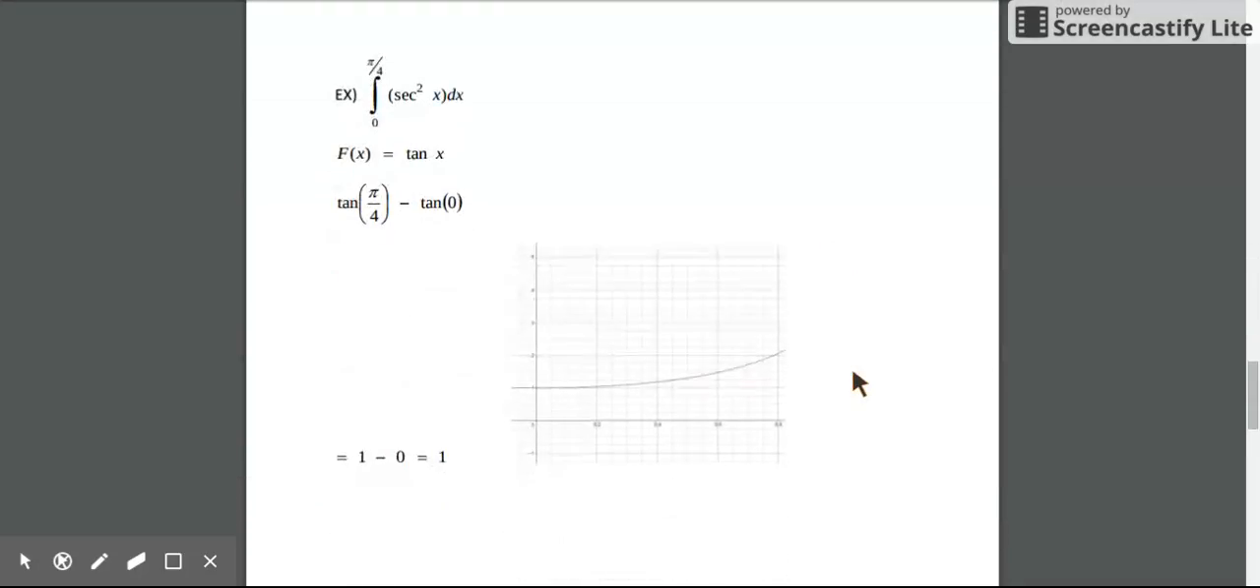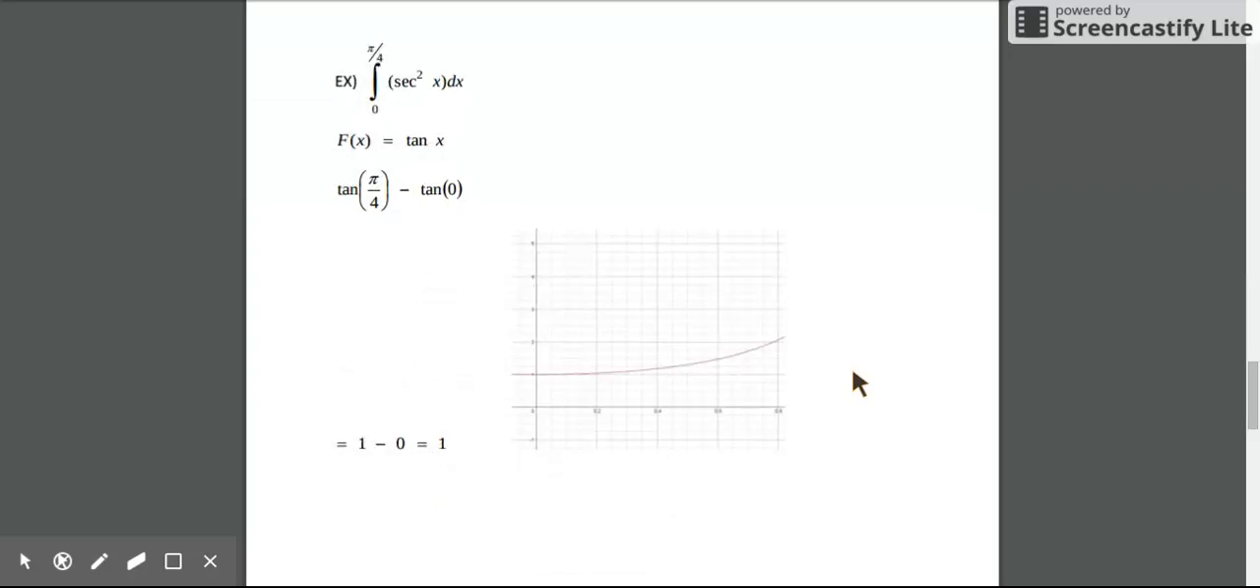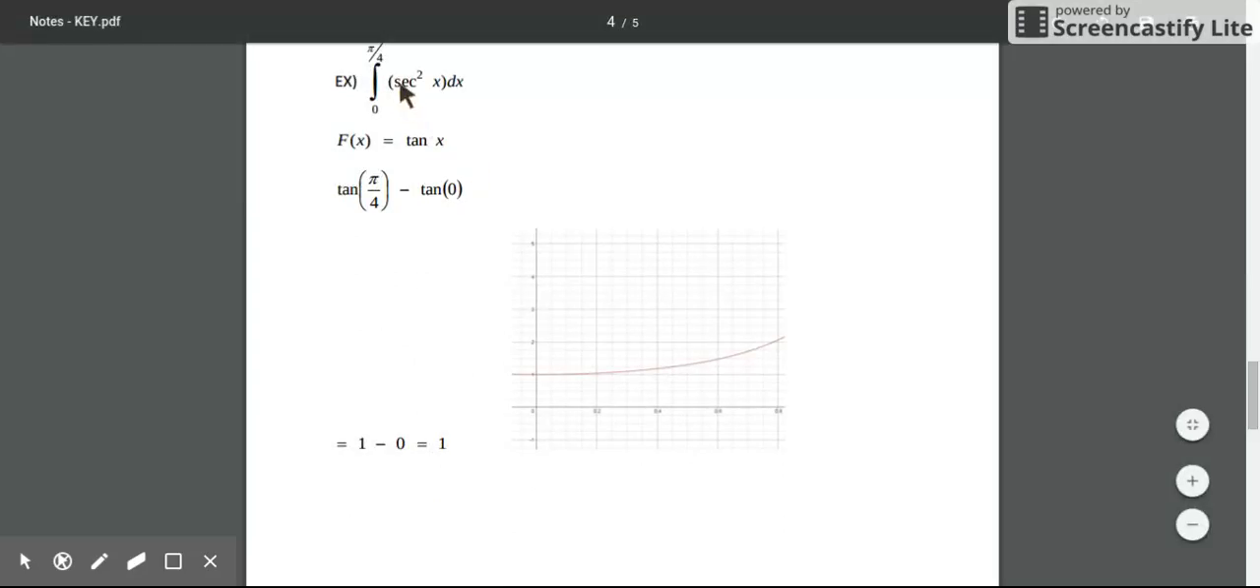Let's do an example with a trig function. So same steps. We're just going to evaluate the antiderivative first. The antiderivative of secant squared is tangent. And then we're going to evaluate it at the upper limit. So the tangent of pi over 4 is 1. And evaluate it at the lower limit. So the tangent of 0 is 0. And 1 minus 0 is 1.